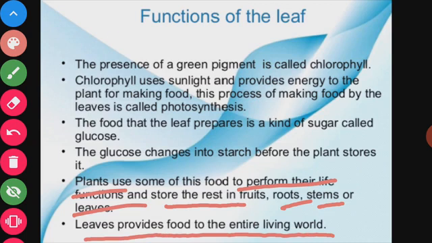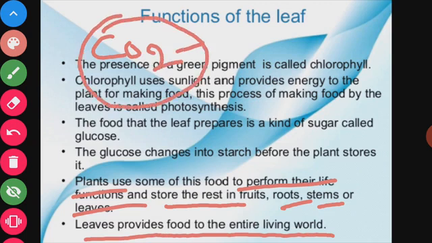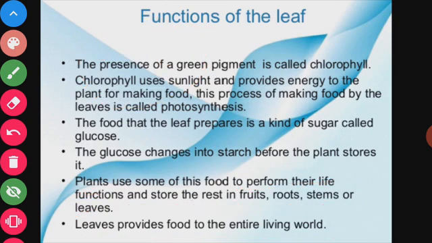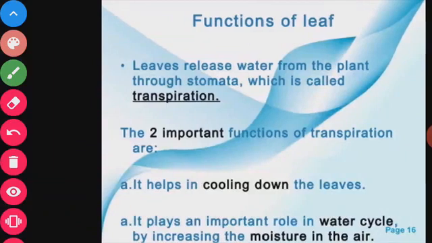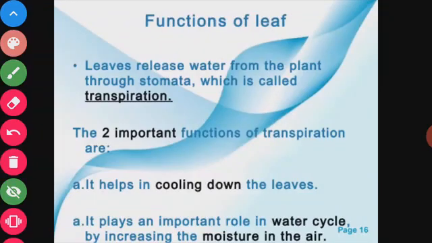If carbon dioxide is necessary for the process of photosynthesis, how does this gas exchange between the atmosphere and the leaves? Dear students, you know that there are small pores present on the surface of the leaves. These small pores are called stomata. Stomata are the small pores which are present on the surfaces of the leaves.